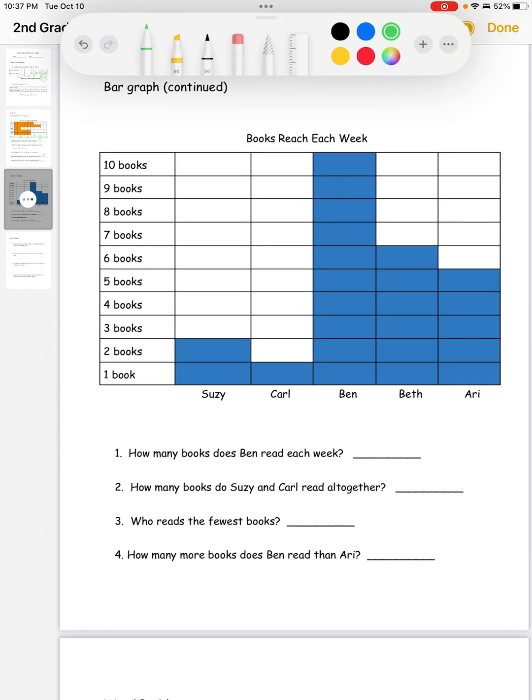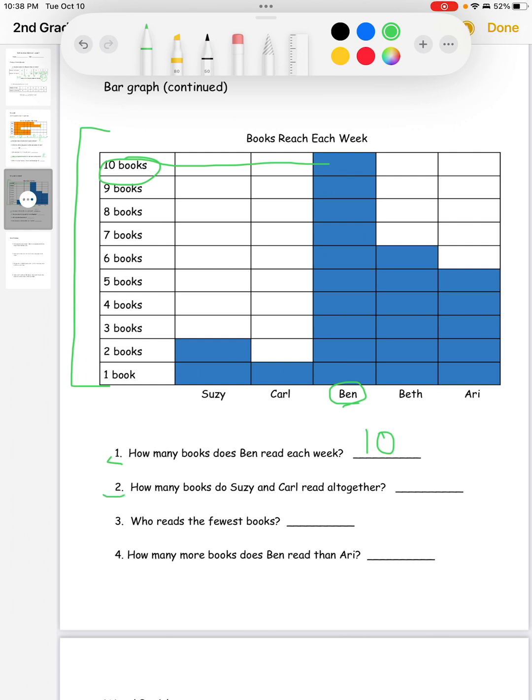Bar graph continued. Books. Number 1. How many books does Ben read each week? So let's see. We have to find first Ben. So Ben is right here. And here is telling us how many books each student read. And we could see that Ben read, if we go up, he read 10 books. So we would write Ben read 10 books.